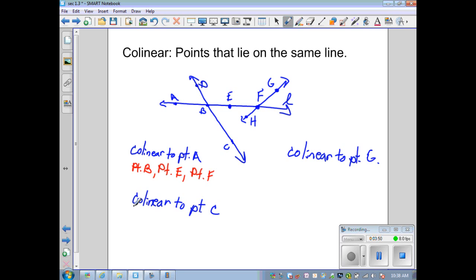Next question. Collinear to point C. We want to name all points collinear to point C. Here we could say point B and point D. And finally the question, collinear to point G. All points collinear to point G would be point H and point F.